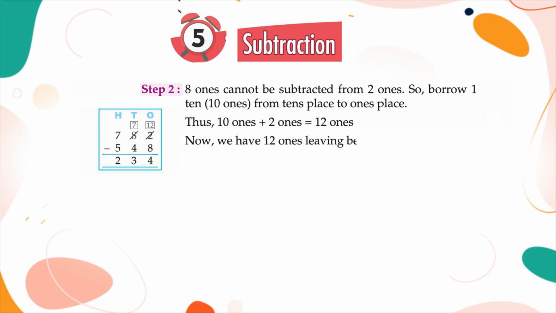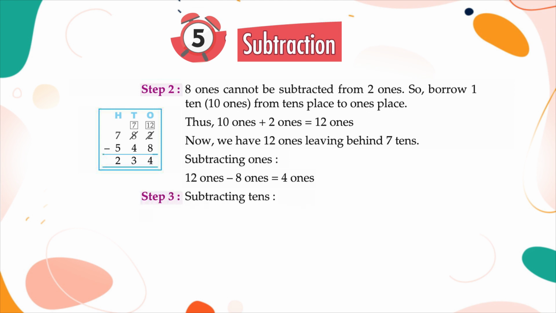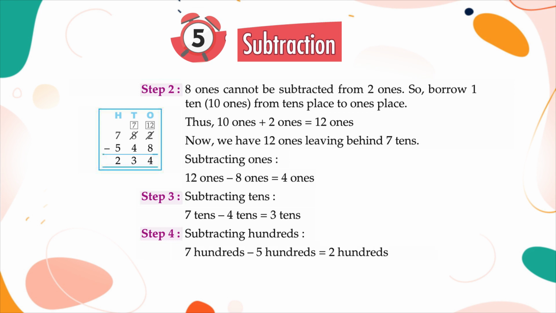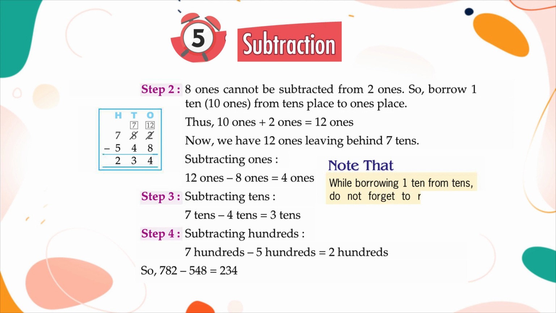Now, we have 12 ones leaving behind 7 tens. Subtracting ones, 12 ones minus 8 ones is equal to 4 ones. Step 3. Subtracting tens. 7 tens minus 4 tens is equal to 3 tens. Step 4. Subtracting hundreds. 7 hundreds minus 5 hundreds is equal to 2 hundreds. So, 782 minus 548 is equal to 234. Note that while borrowing 10 from tens, do not forget to reduce tens digit by 1.